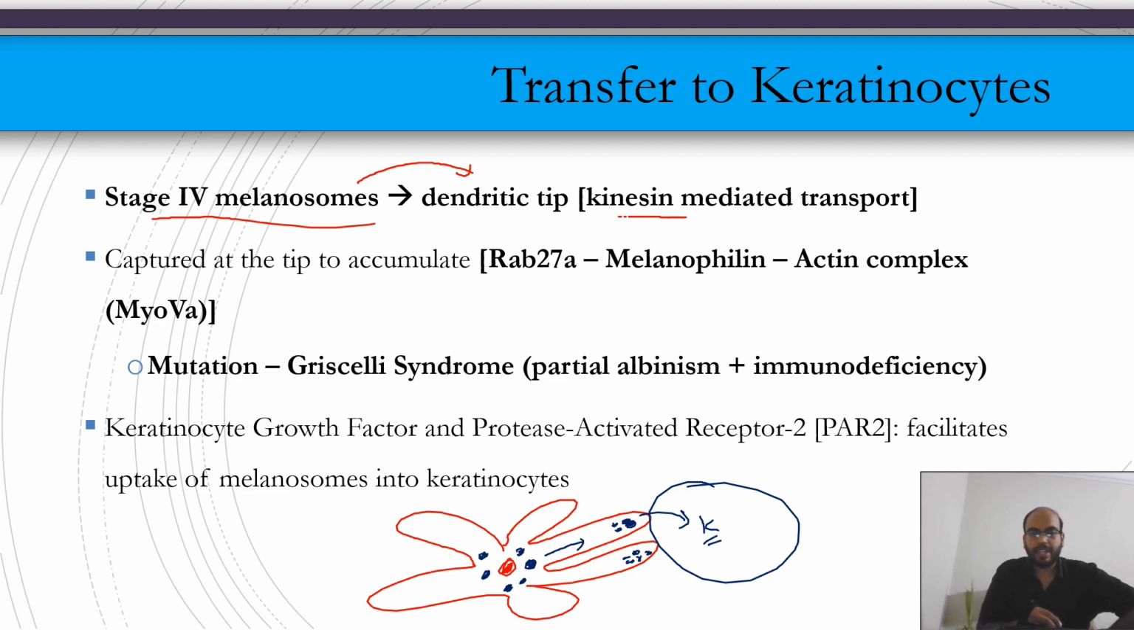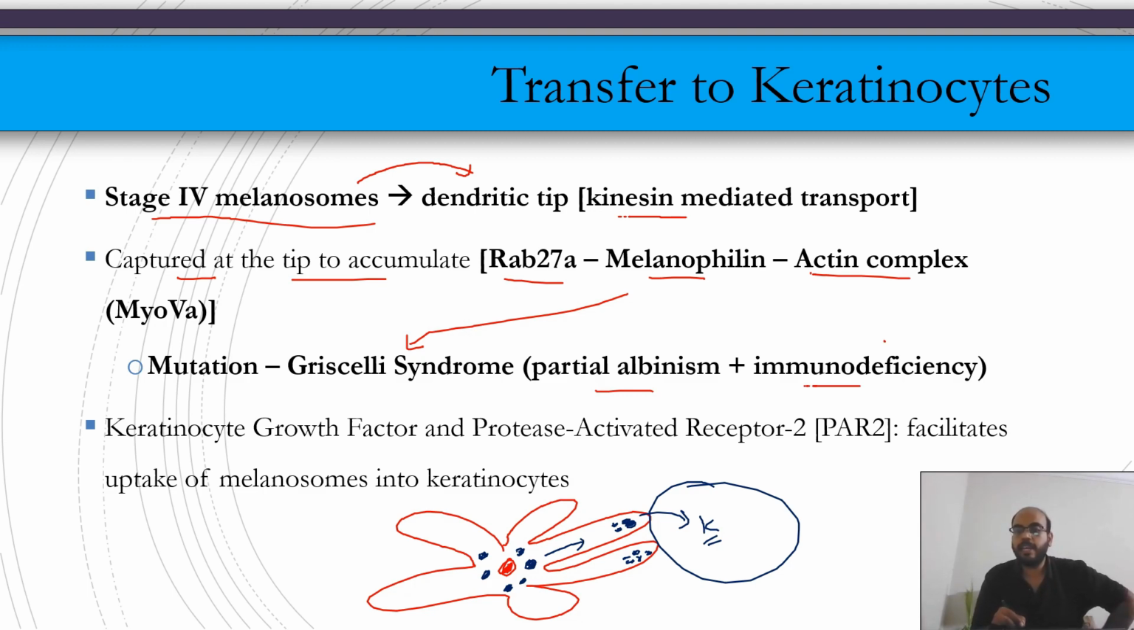The melanosomes are captured at the tip and accumulated. This is the tip of the melanocytes, and this capture is done by the RAB27A-melanophilin-myosin 5A complex. You need not remember this, it is just extra information. A mutation in this complex leads to Griscelli syndrome, partial albinism with immunodeficiency.